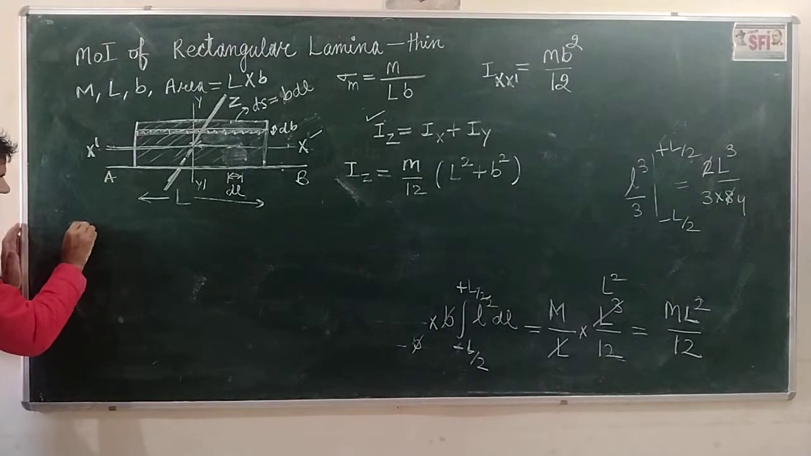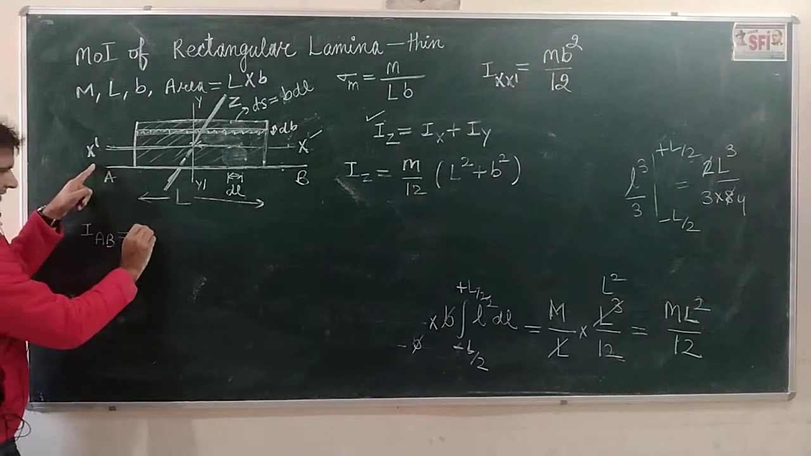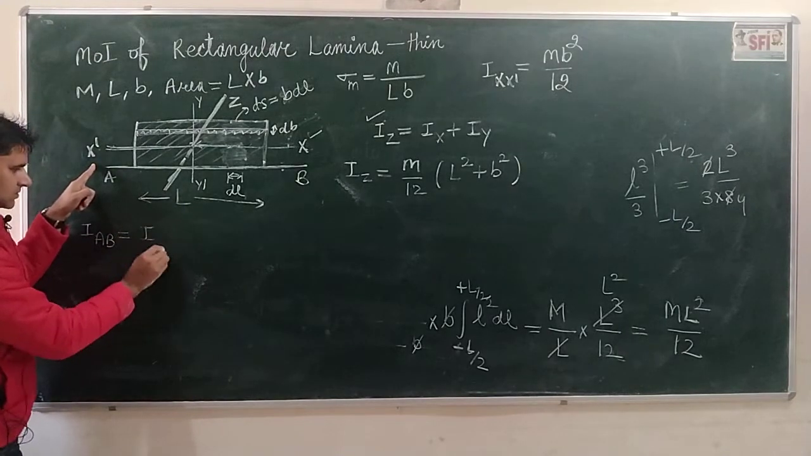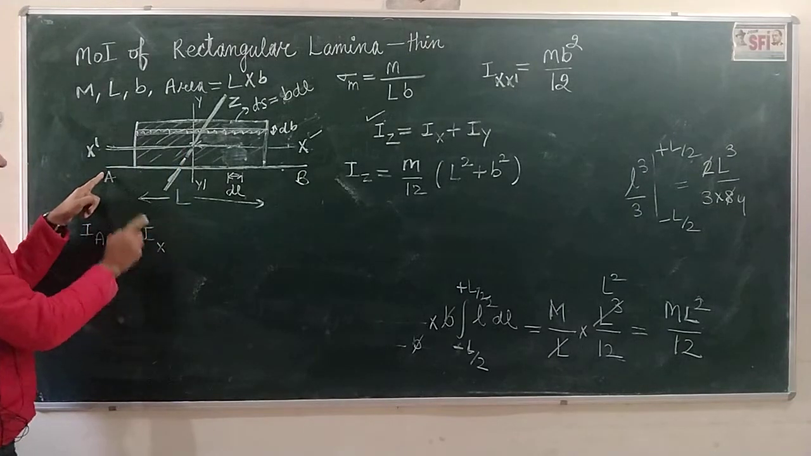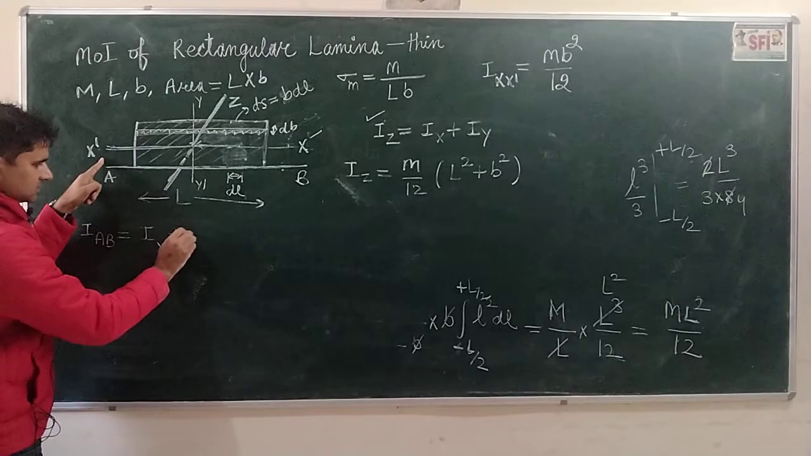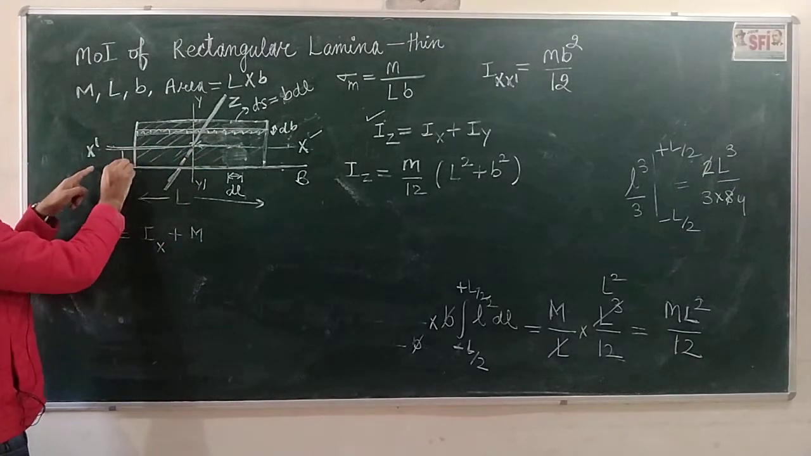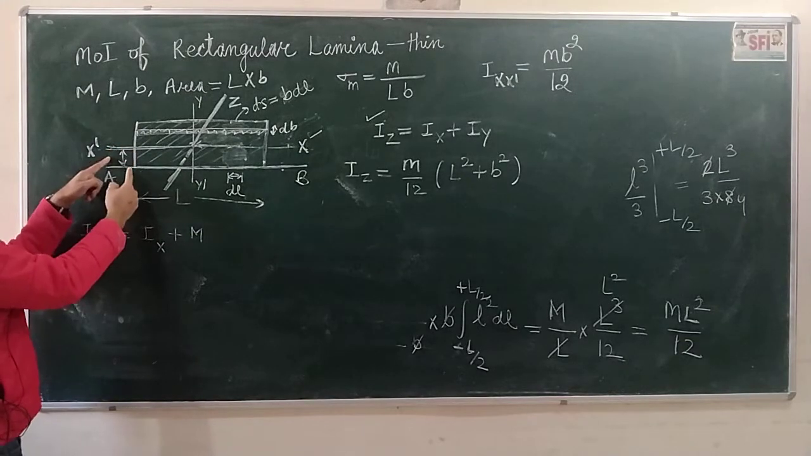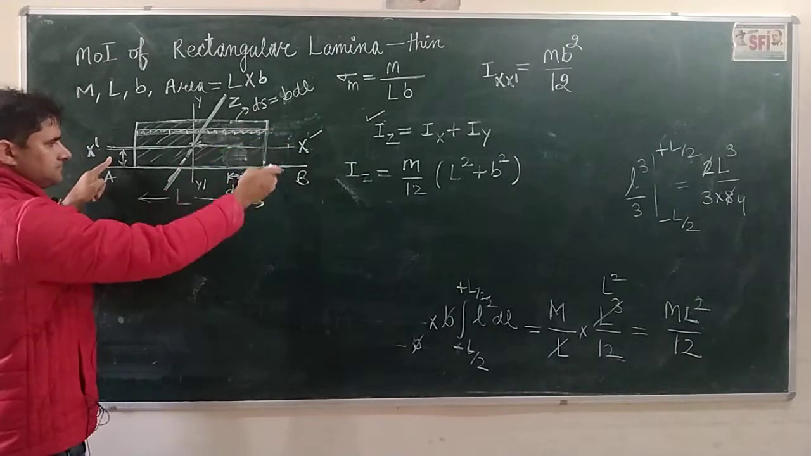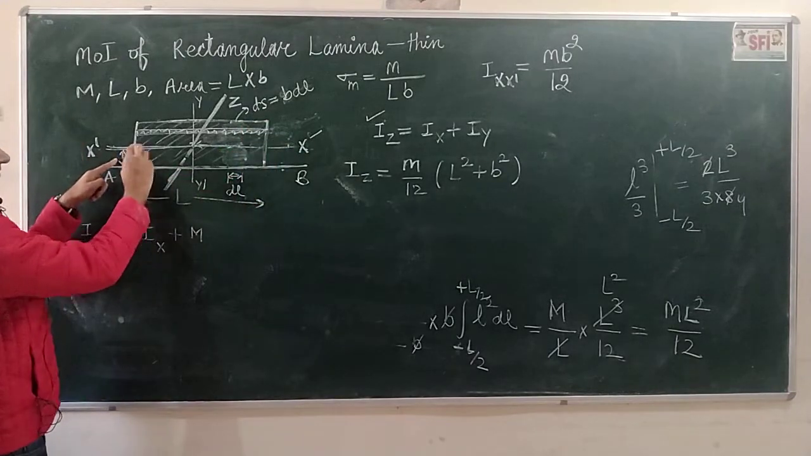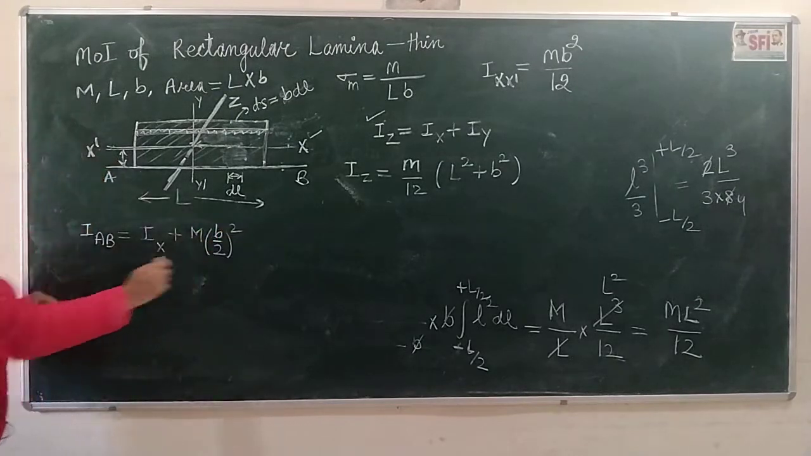So the moment of inertia about AB will be equal to the moment of inertia about an axis which is parallel to this and passing through the center of mass, that is the x-axis in this case, plus the total mass of the lamina times the square of the perpendicular distance. Here this distance, the breadth of this lamina, is b. So this distance will be b by 2, so square of b by 2. So in this way you can solve it.